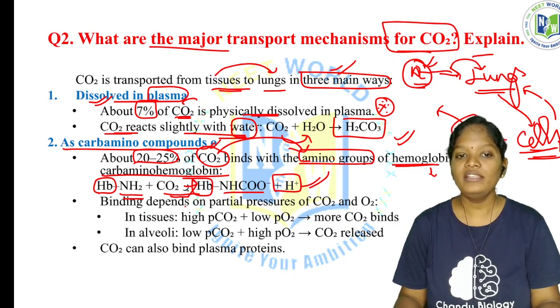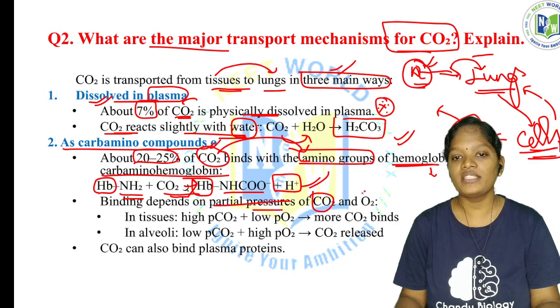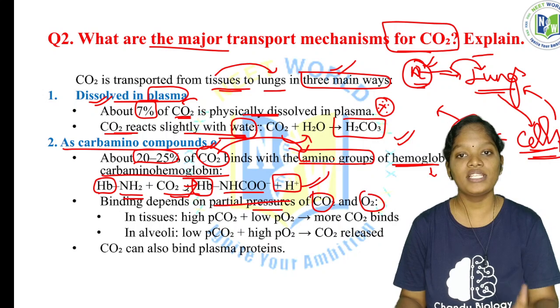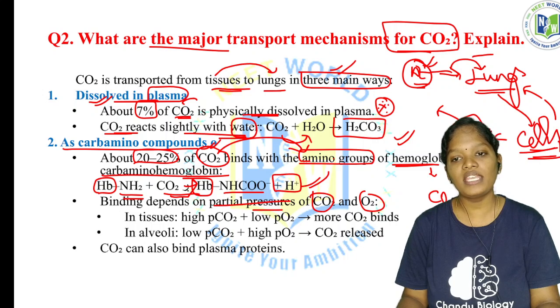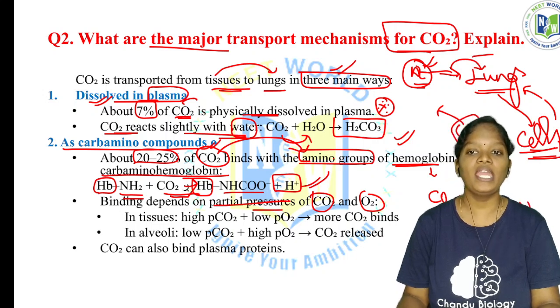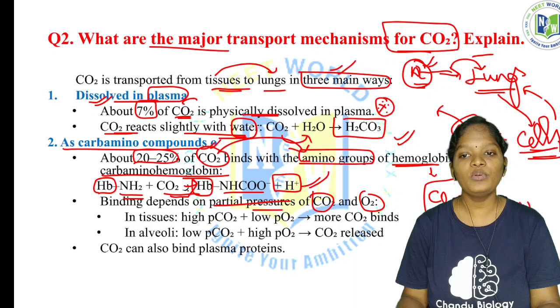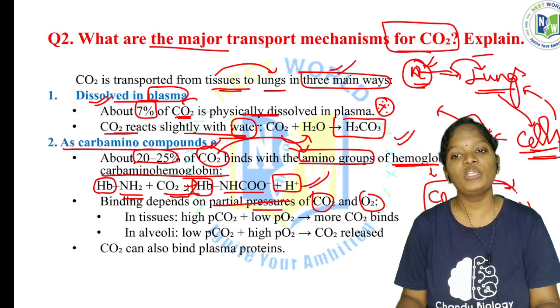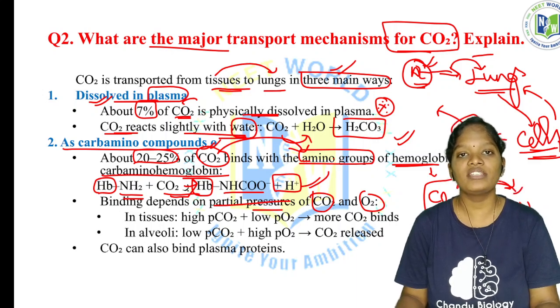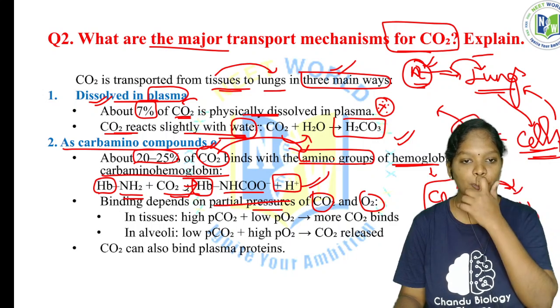The binding depends on the partial pressure of carbon dioxide and oxygen. As we mentioned before in the long answer questions, both carbon dioxide and oxygen have the capacity to bind with the hemoglobin, and the deciding factor for which one binds is the partial pressure, which means the concentration. If the partial pressure of oxygen is high, oxygen binds with the hemoglobin. If the partial pressure of carbon dioxide is high, it binds with the hemoglobin. That is the deciding factor for the binding.